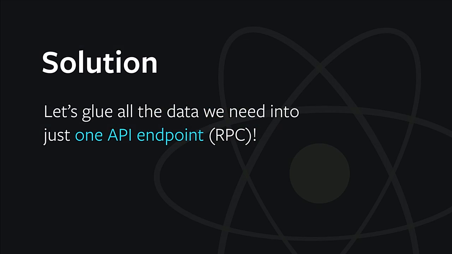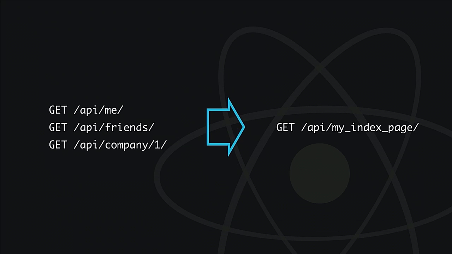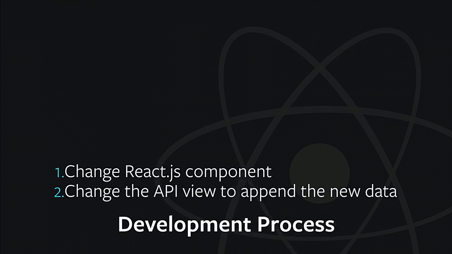So, guess what was the solution? The obvious solution for the first two bullet points is to solve the network problem, the HTTP latency problem. So let's glue everything together in just one API endpoint. If we are requesting, for example, just the data for a user, friends for this user, and the company, we will glue everything together in just one API endpoint.